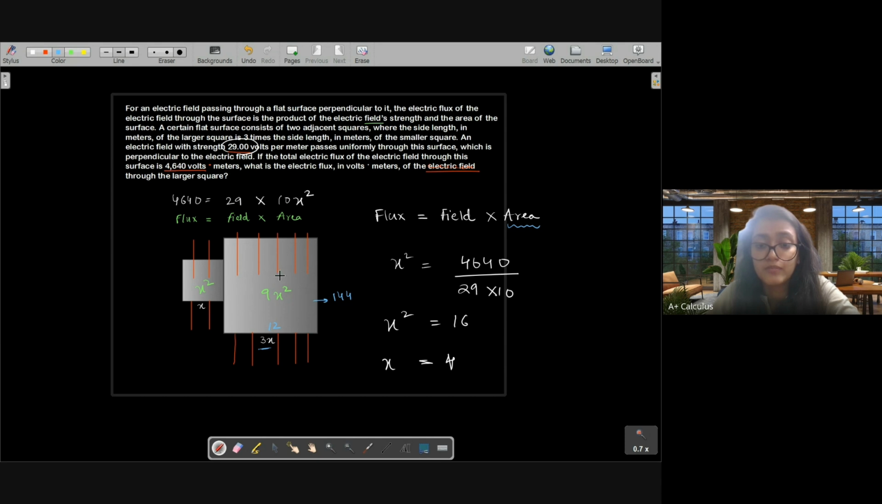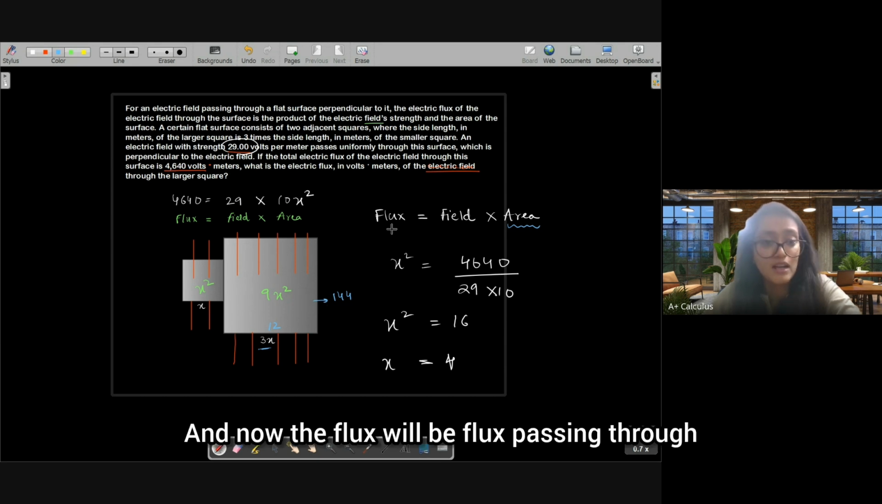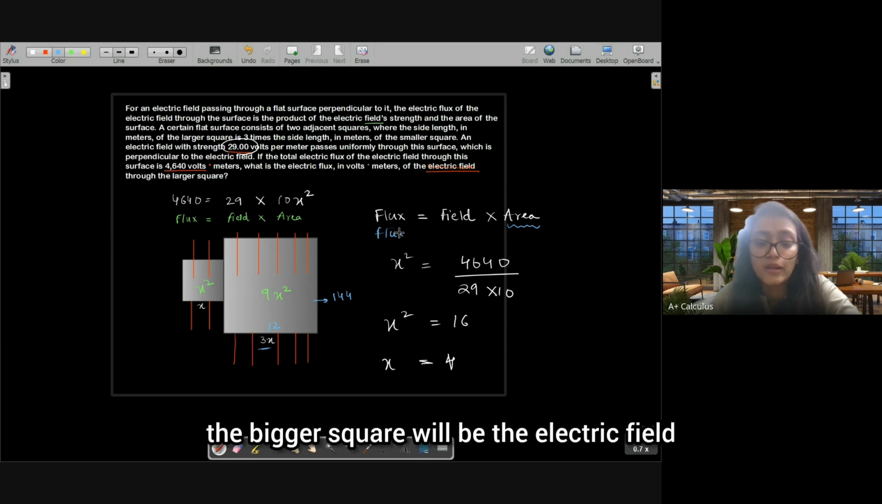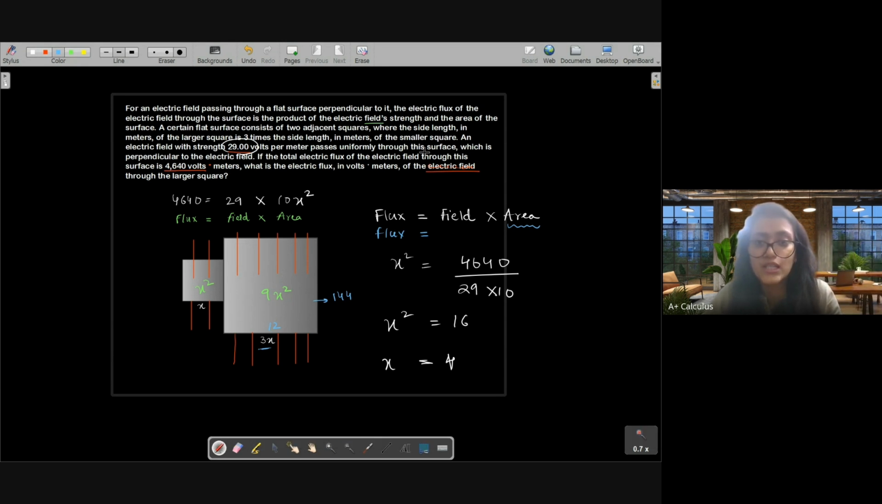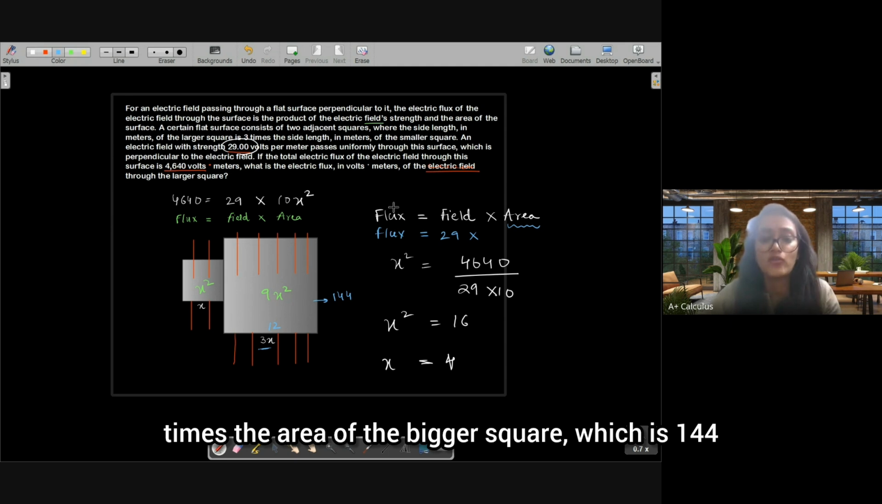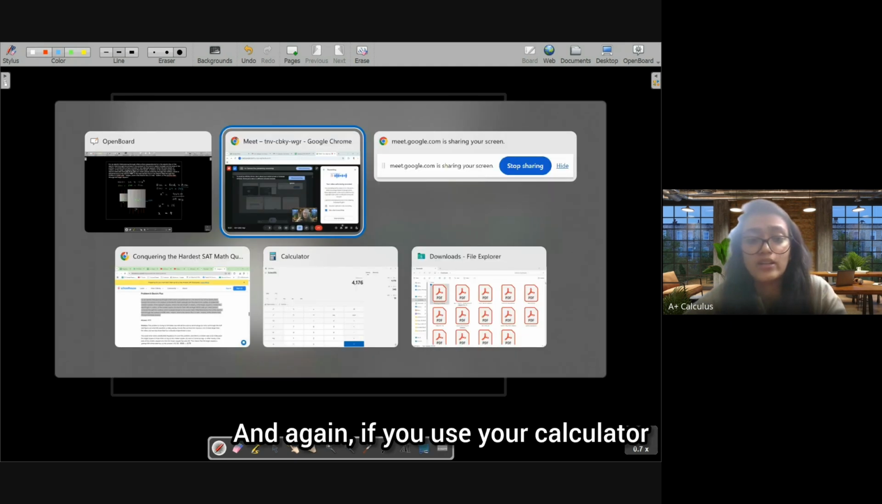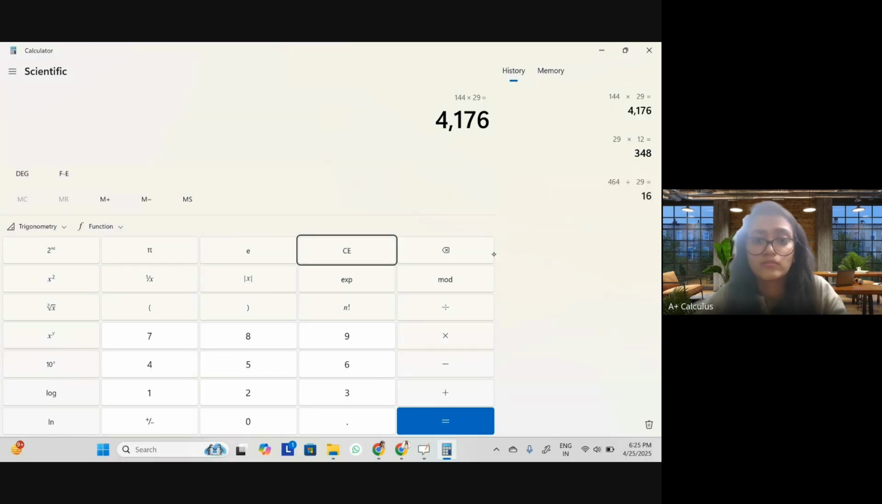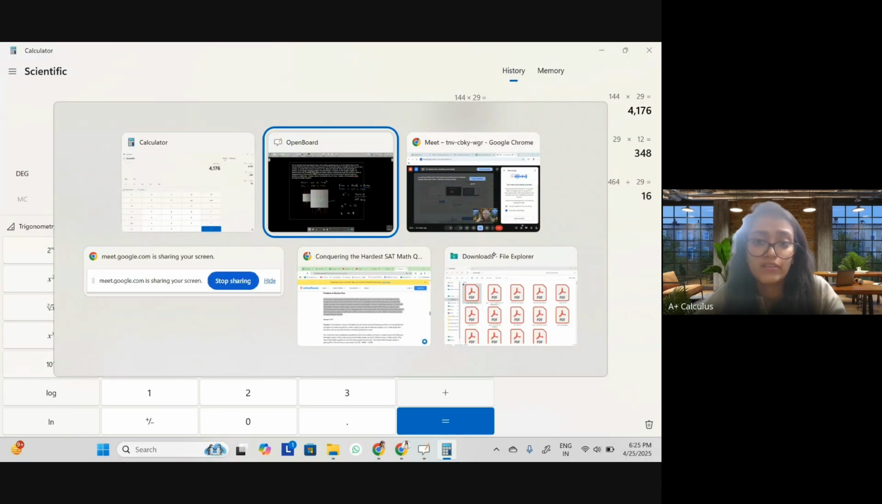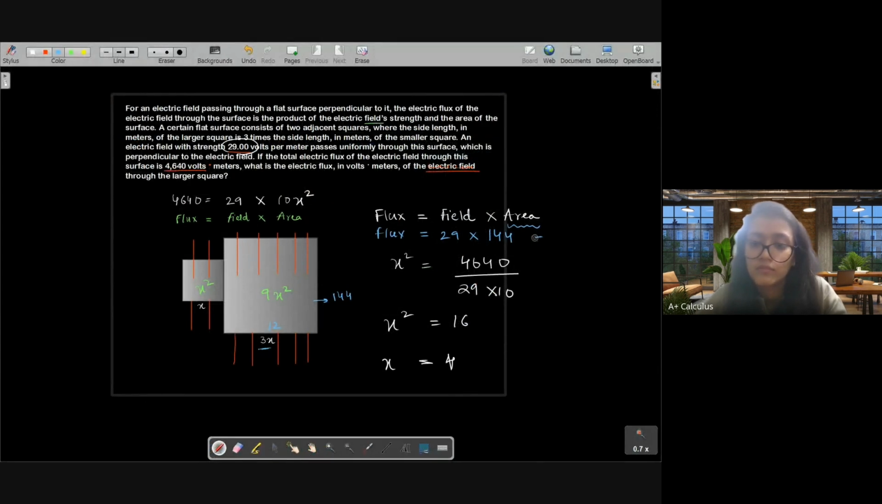Now the flux passing through the bigger square will be the electric field, which is 29, times the area of the bigger square, which is 144. Again, if you use your calculator, 144 times 29 is 4,176. Well, that's the answer.